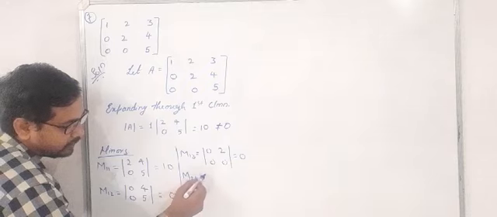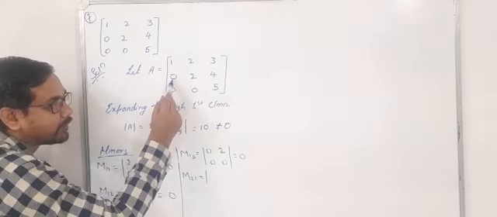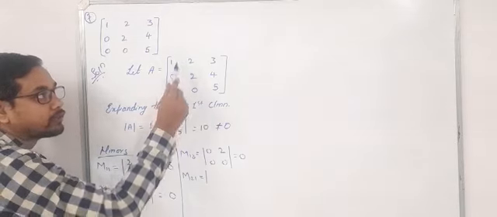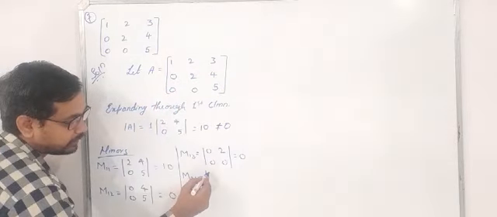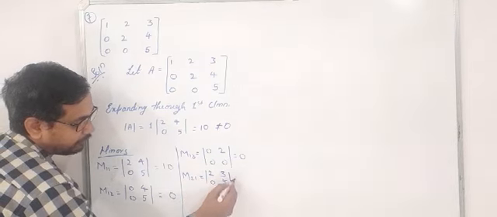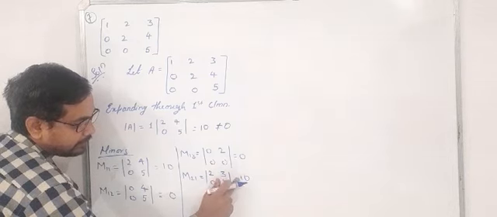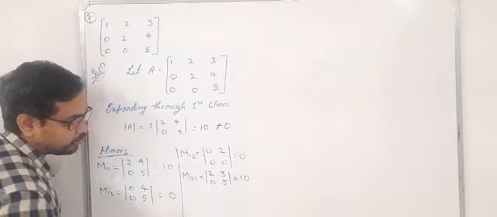M21, minor of A21, that is minor of this one. So what is minor of this one? Determinant of 2305. So 2 into 5 is 10 minus 0, that is 10.